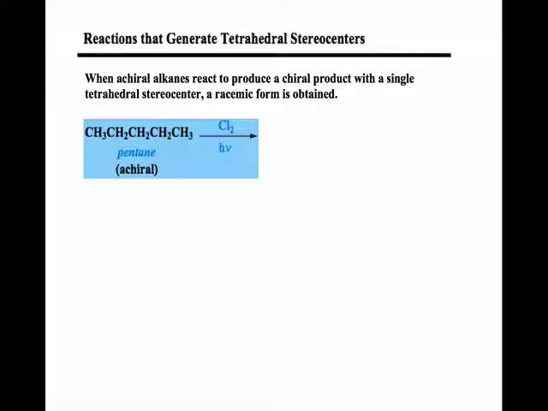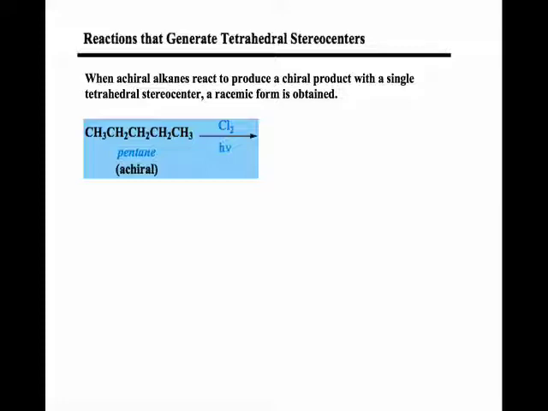Another thing that you need to pay attention to is the fact that free radical halogenation actually generates chiral centers sometimes. So here we have an example where we're taking pentane and we're going to do free radical chlorination. Pentane is achiral. There are no left-handed pentane and right-handed pentane, right? It's just pentane.